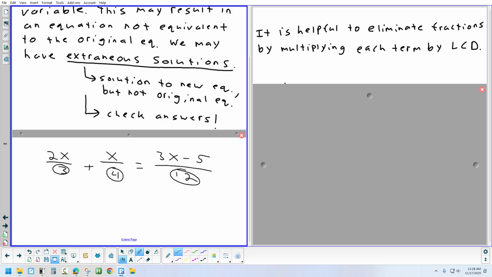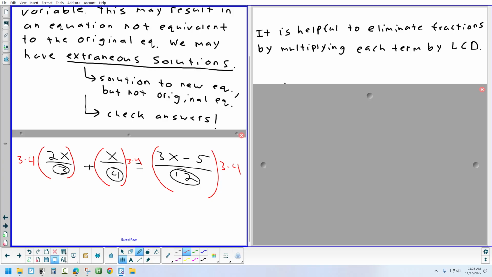So let's multiply everything by 12. But again, think of it as 3 times 4. So multiply the first fraction by 3 times 4. The second fraction gets multiplied by 3 times 4. And the third fraction gets multiplied by 3 times 4. Okay, multiplying by 3 times 4 everywhere.